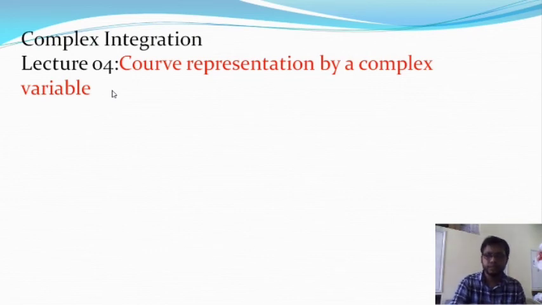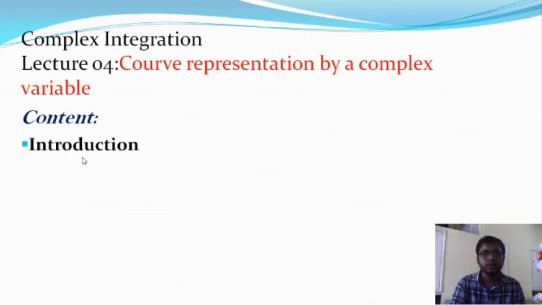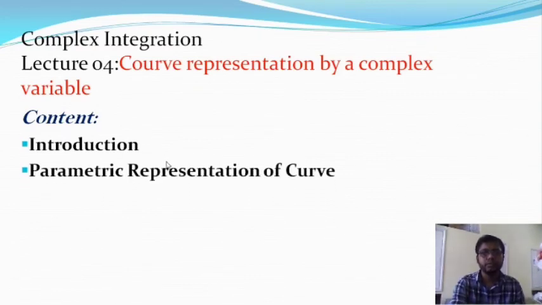So let's start with the content of today's lecture. In this lecture we will start with the introduction of curve representation by a complex variable. Then we'll give some examples of curve representation. Then we'll study the parametric representation of a curve, and in this section we are going to discuss parabolic curve, hyperbolic curve, elliptic curve, etc.